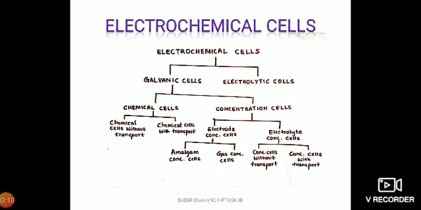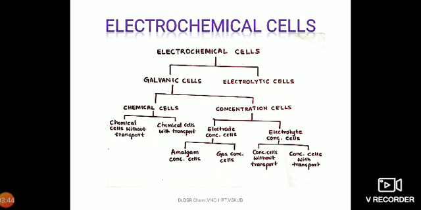In concentration cells, whether the difference of concentration is with respect to the electrode or with respect to the electrolyte, we have two types of concentration cells. First one, electrode concentration cell, other one, electrolyte concentration cells. In case of electrode concentration cells, depending upon the nature of the electrode, we again have two types: one is amalgam concentration cells, another one is gas concentration cells.